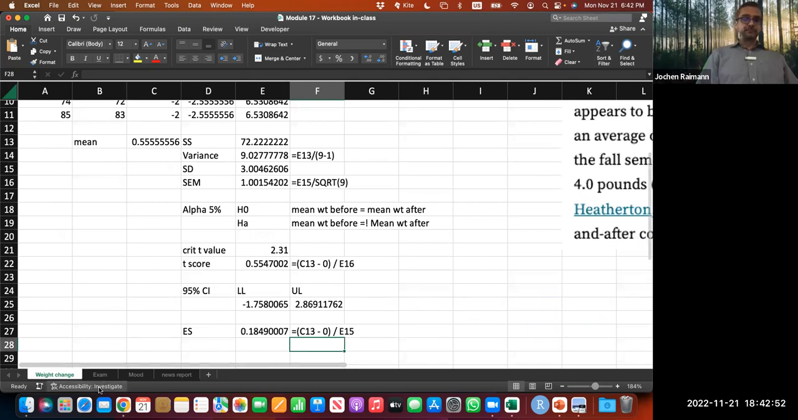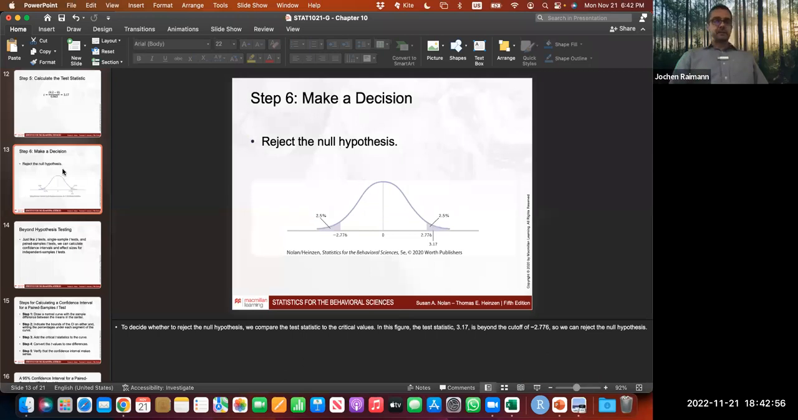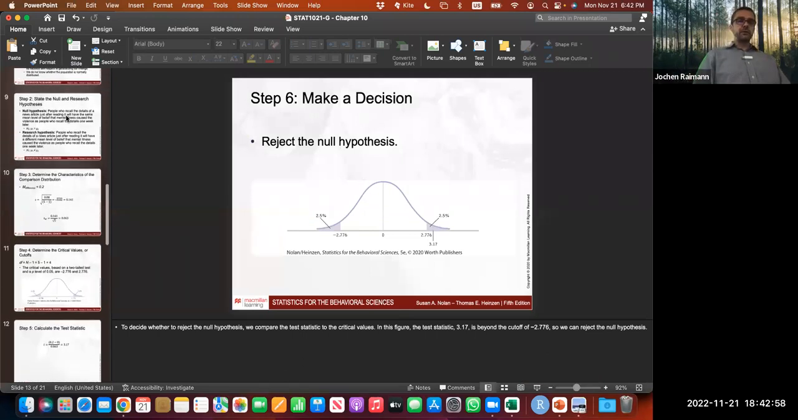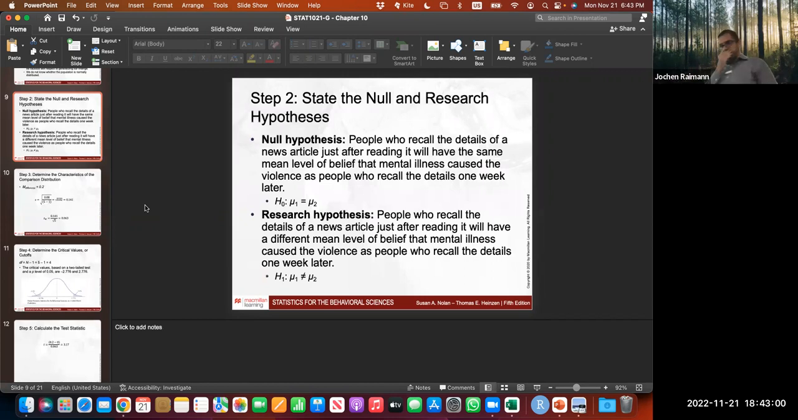So there was this example. Nolan and Heinzen go here to a different example. I'll just quickly walk you through this. So basically, this is slide 9. They're presenting a null and research hypothesis, and they're doing the same thing.